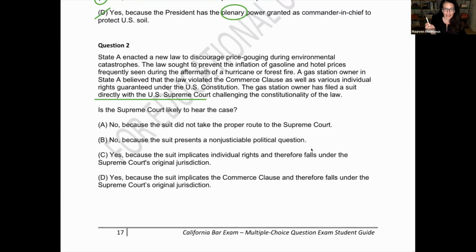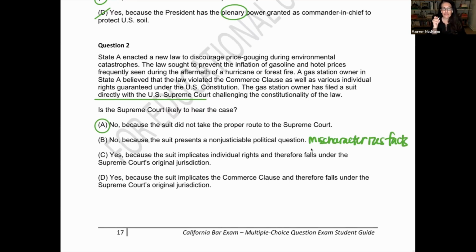Congress can't even do that. And this is not one that falls within the categories where there is original jurisdiction, such as a conflict between states, etc. So A looks like a good answer here. B, no, because the suit presents a non-justiciable political question. It's not a political question because it's challenging a law. Challenging a law is not a political question. So this mischaracterizes the facts because they're directly challenging a law.